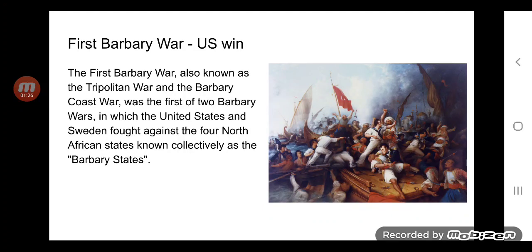First Barbary War, U.S. win. The First Barbary War, also known as the Tripolitan War and the Barbary Coast War, was the first of two Barbary Wars in which the United States and Sweden fought against four North African states known collectively as the Barbary States.